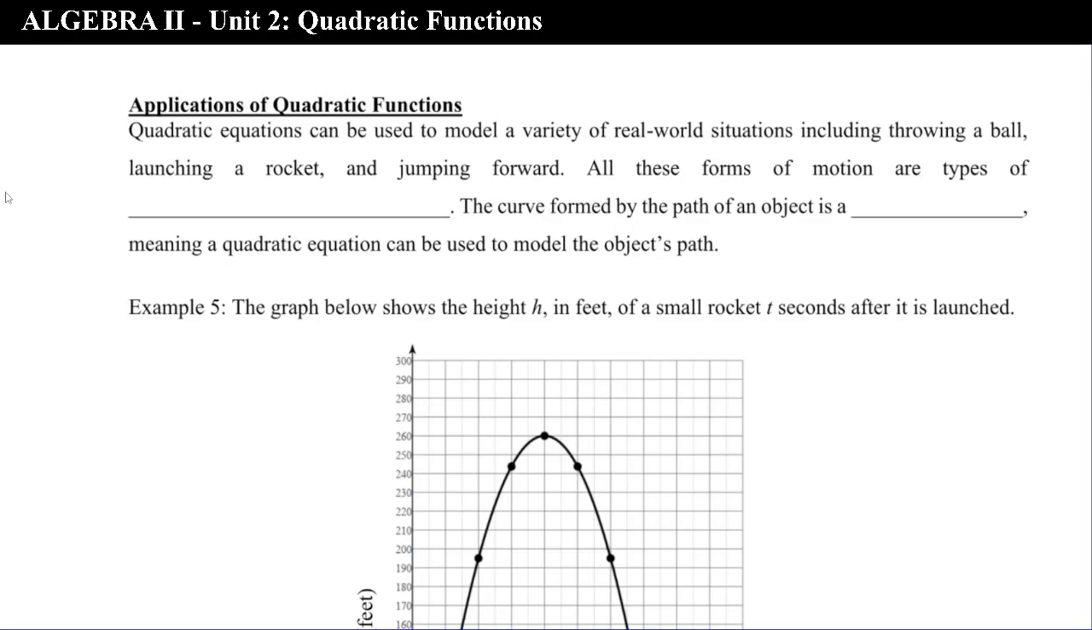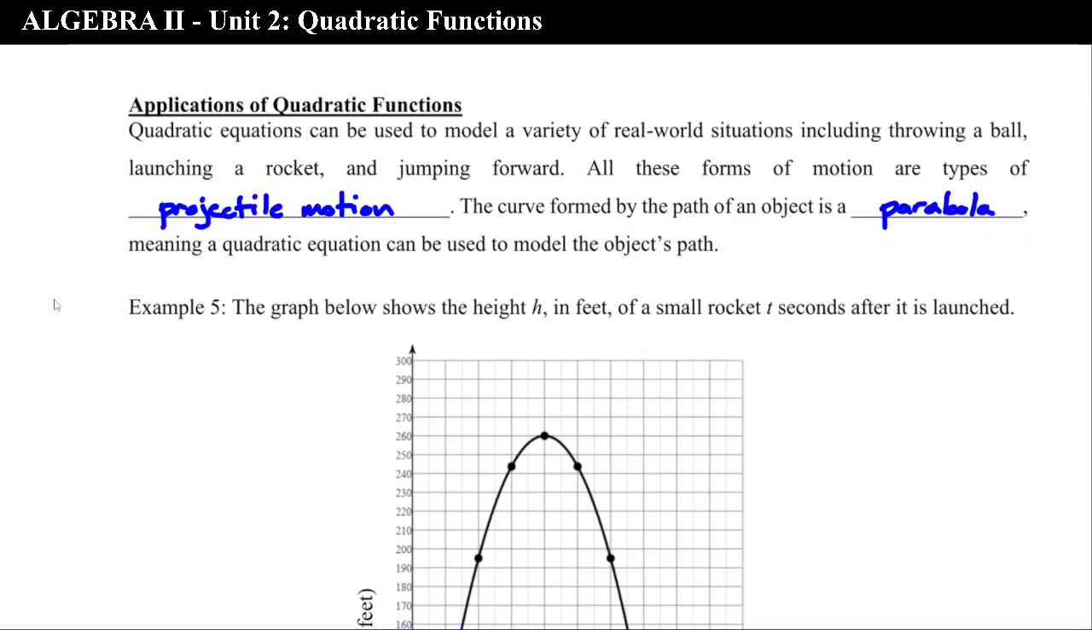Quadratic equations can be used to model a variety of real-world situations, including throwing a ball or kicking a ball, launching a rocket, jumping forward. All of these forms of motion are types of projectile motion. Whatever is being launched or put into the air is your projectile. That can be a ball, that can be a rocket. If it's a person jumping, it can be a person. A person can be a projectile. The curve formed by the path of the object is, you know it, you love it, a parabola.